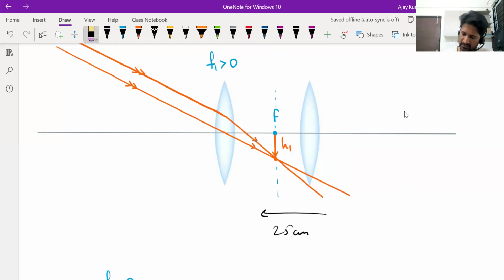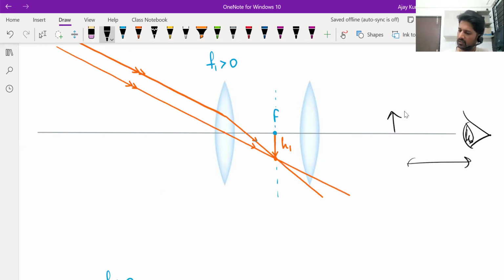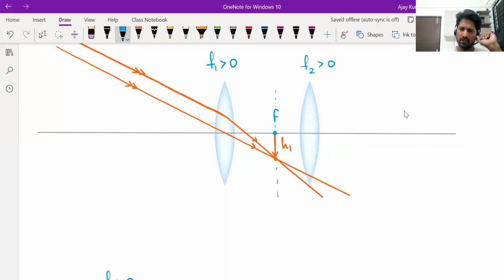If the image forms on the right side, somewhere here, then the problem is you'll have to keep your eye at a further distance of 25 centimeters from it and look. So you will have to hold the telescope very far away from you. That will be uncomfortable, and that's not what we want. So the final image should form on the left side of the second lens. Let's say the second lens has focal length f2. Obviously, that is also positive. We are using converging lenses only. Now the image formed by the first lens behaves as an object for the second lens. So I'll cut off these rays.